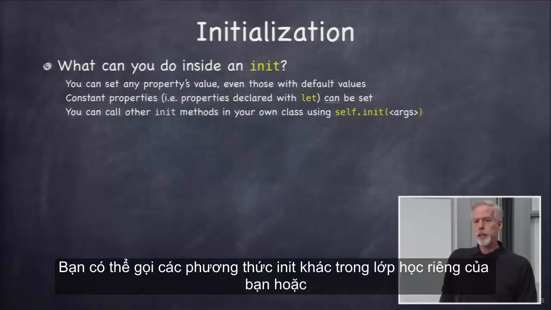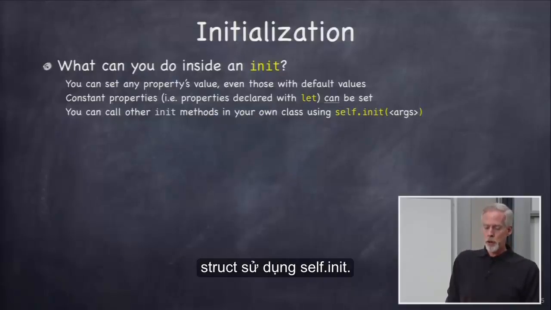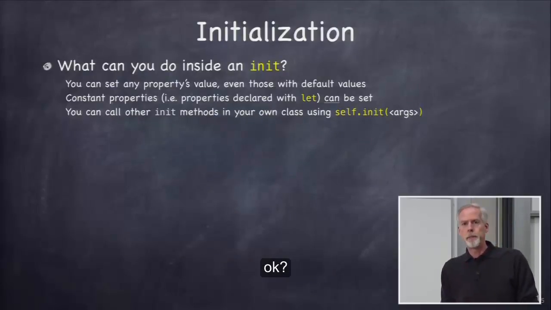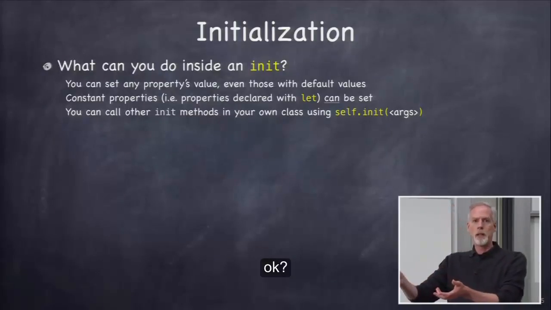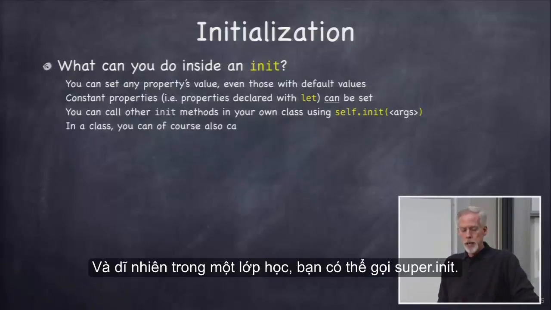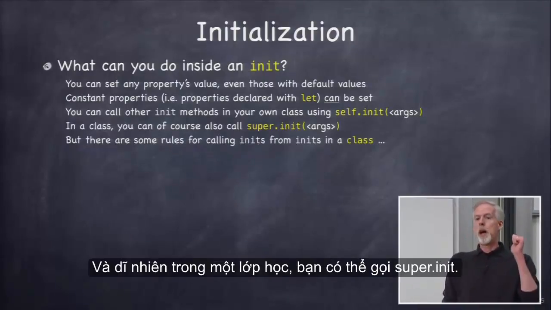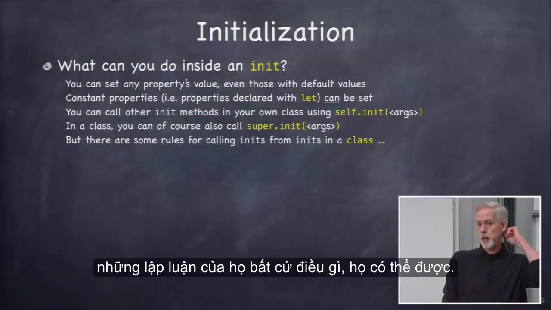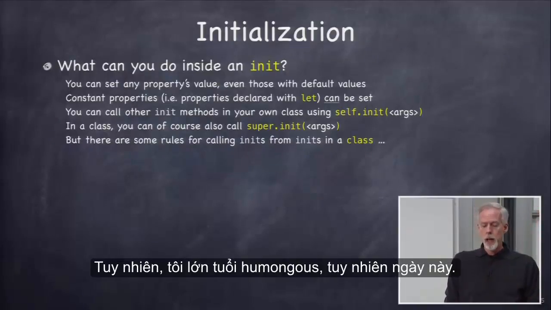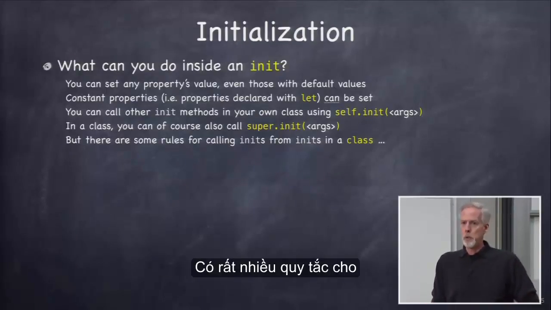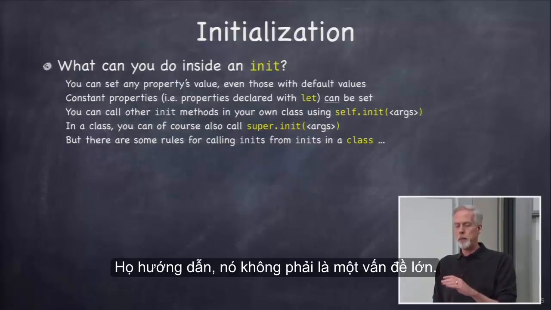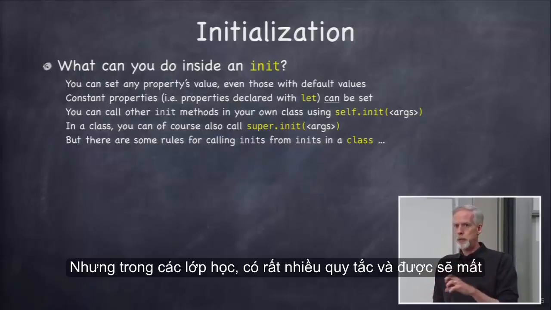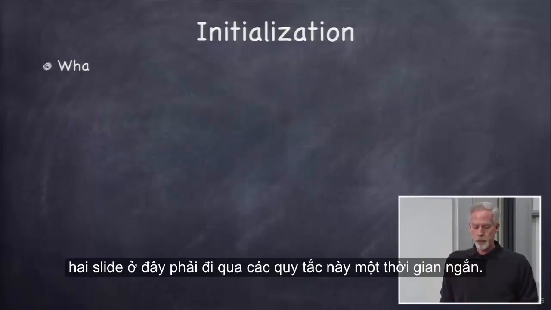You can call other init methods in your own class or struct using self.init. You can call the other ones, the ones that have different arguments. That sounds good. And of course in a class, you can call super.init, calling your superclass's initializers with their arguments, whatever they might be. However, big old humongous however on this one, there are a lot of rules for calling other inits, especially in classes. In structs it's not a big deal, but in classes there are a lot of rules, and we're going to take 2 slides here to go through these rules briefly.